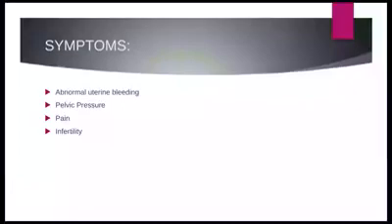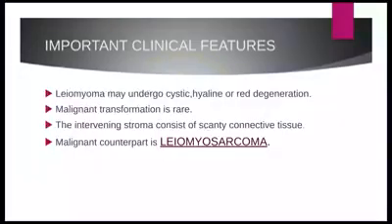Now moving towards the symptoms of leiomyoma: abnormal uterine bleeding, pelvic pressure, pain and infertility. What are the important clinical features of fibroids? They may undergo cystic, hyaline, or red degeneration. Malignant transformation is rare, but the malignant counterpart is leiomyosarcoma. Again, a very important OSCE question.